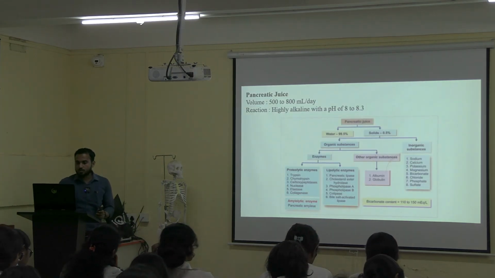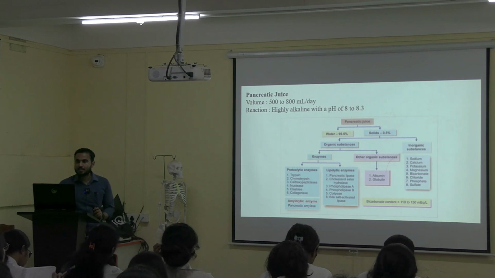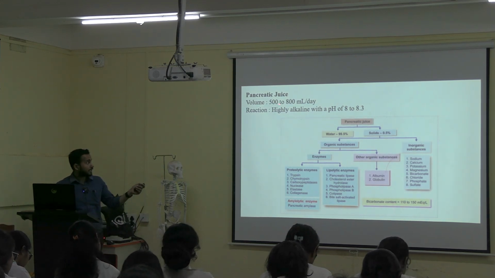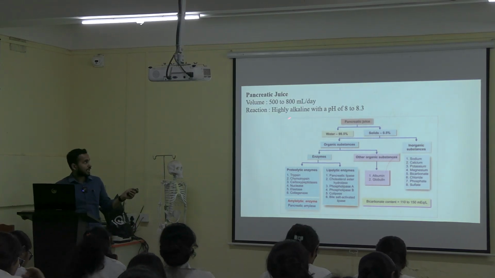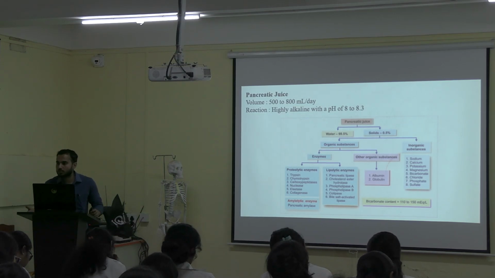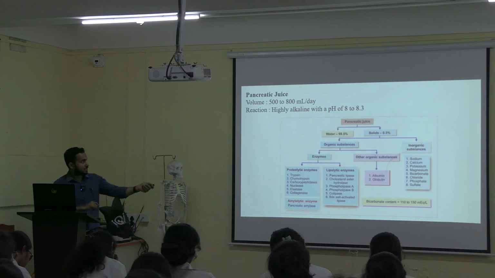So the pancreatic juice, what is the amount of pancreatic juice secreted in our body in an adult? 500 to 800 milliliter per day. And if you see the pH, it is highly alkaline, 8 to 8.5. In the pancreatic juice secreted, not only pancreatic enzymes are present. Along with that, other things are also present, as you can see.